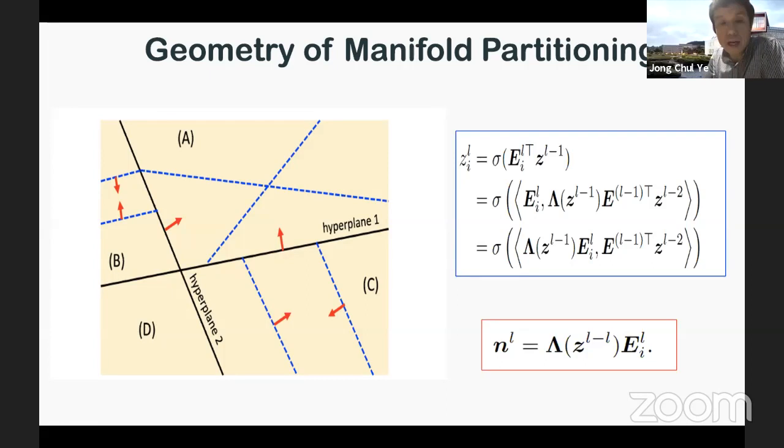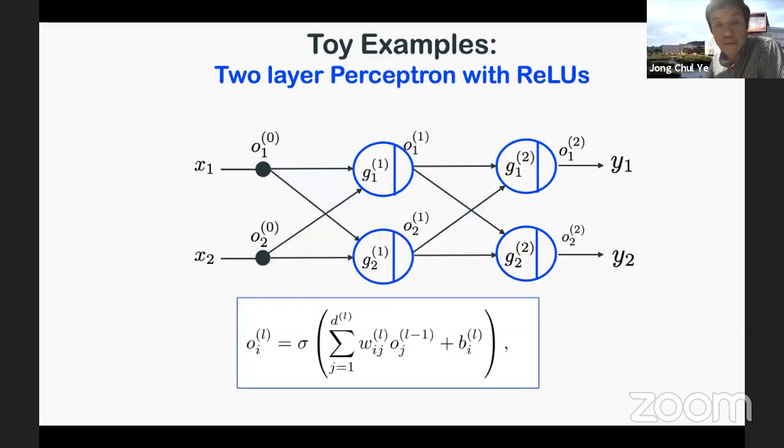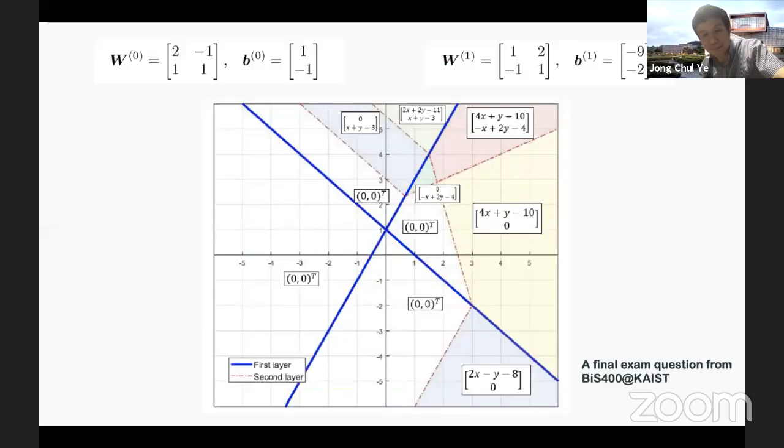In fact, you can easily calculate this using a simple example. Let's think about a two-layer perceptron with two ReLUs here, and the input is two-dimensional, R2. The weighting parameter is W, and there is a bias term here. Now let's think about an example. Here the first layer perceptron weights are (2, -1), (1, 1), and the bias is (1, -1). And the second layer is 1, like this. If you calculate this partition geometry, you can see this nice, interesting geometry. In fact, this is very easy to solve.